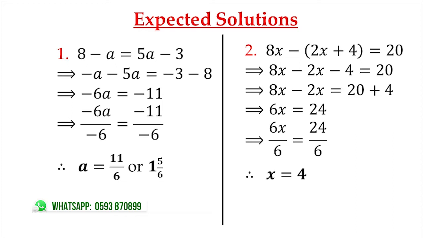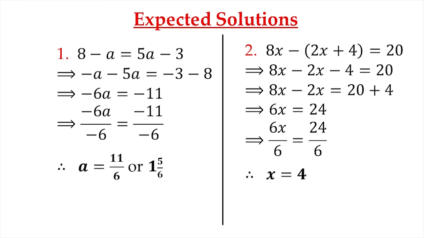You have 8 minus a equals 5a minus 3. The instruction is you have to solve the equation. I told you, anytime you have to solve an equation, it means you are solving for the variable in that equation. So the first question was 8 minus a equals 5a minus 3. As usual, that equation does not involve fractions, neither does it involve brackets. So the next step is to group like terms. You group like terms by transposing terms to either the left or right hand side.